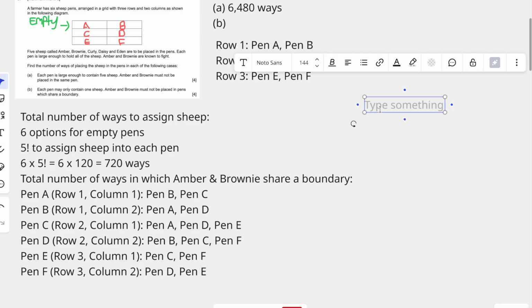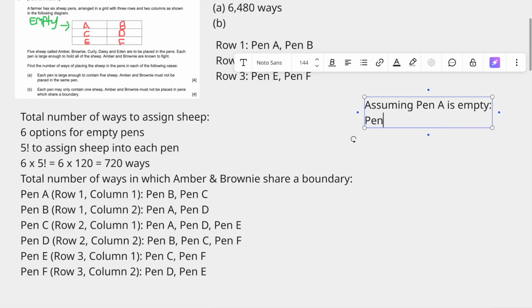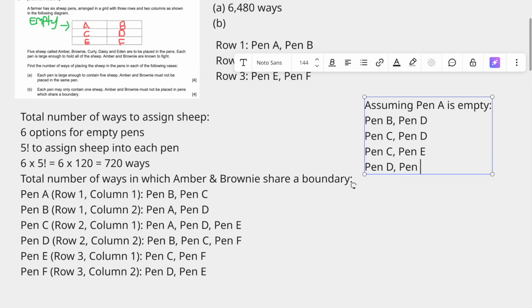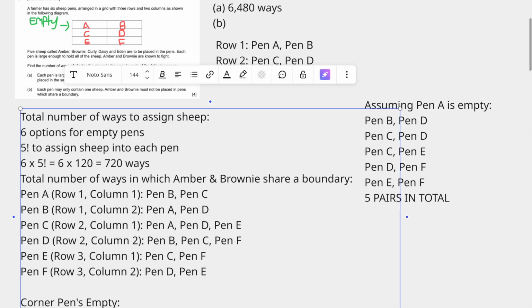So let's assume pen A is marked as the empty pen, meaning pens B to F are non-empty. The original adjacent pairs that still exist are pens C and D, pens E and F, pens C and E, pens D and F, and pens B and D. Those are 5 adjacent pairs of pens in total.